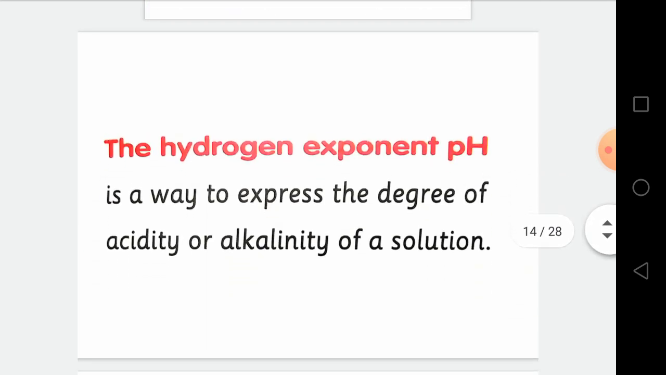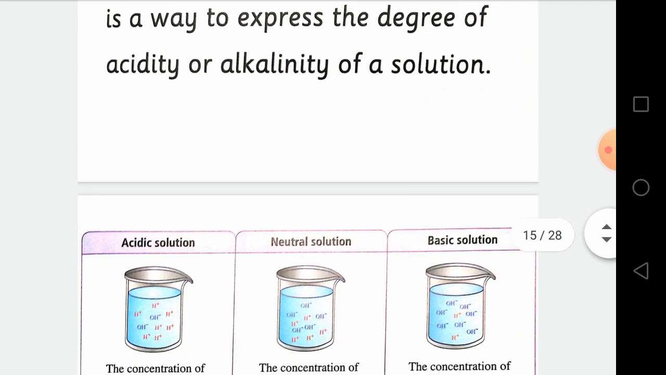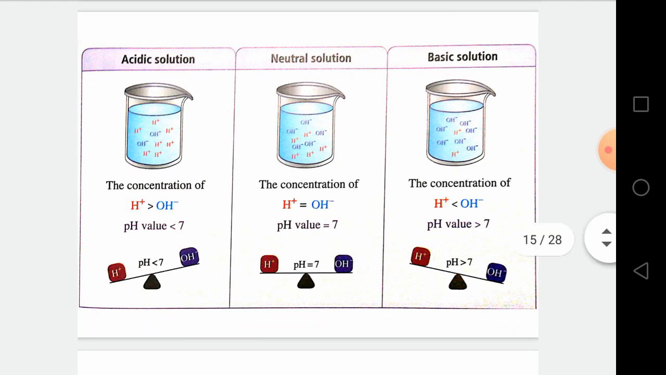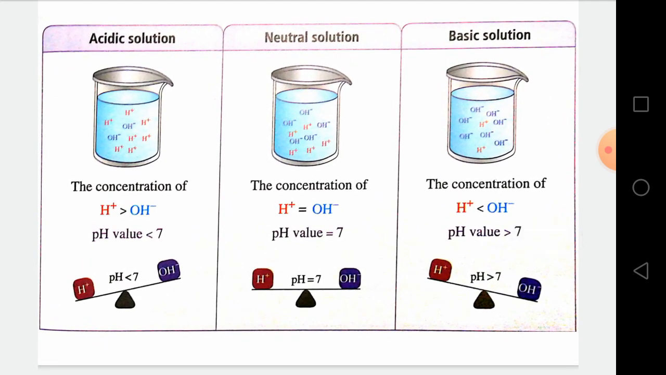Now we will transfer to the pH meter, but firstly, what is the pH? The pH is the hydrogen exponent. What does this mean? It is a way to express the degree of acidity or alkalinity of a solution. This depends on the concentration of hydrogen ion or hydroxide ion in the solution. Here, a figure illustrates the meaning of acidic solution, neutral solution, and basic solution.